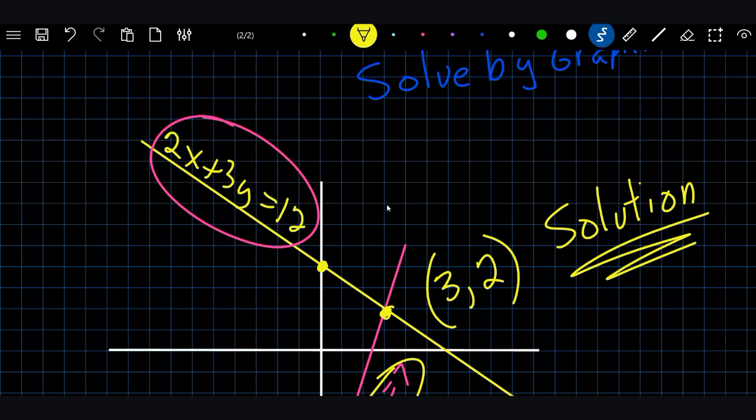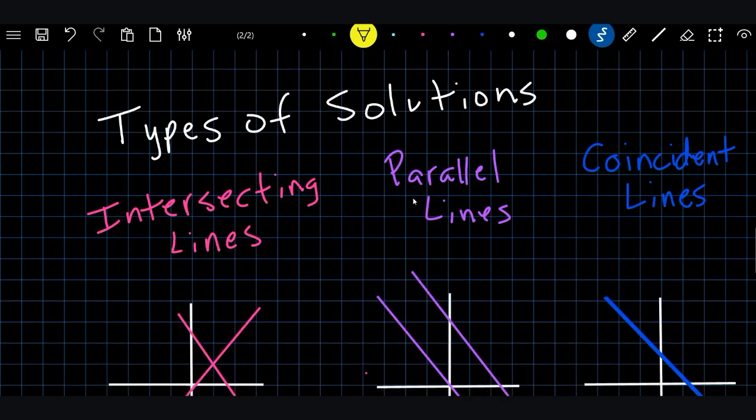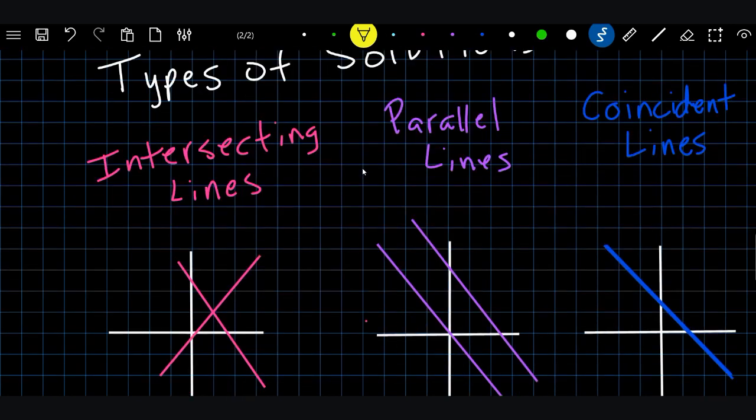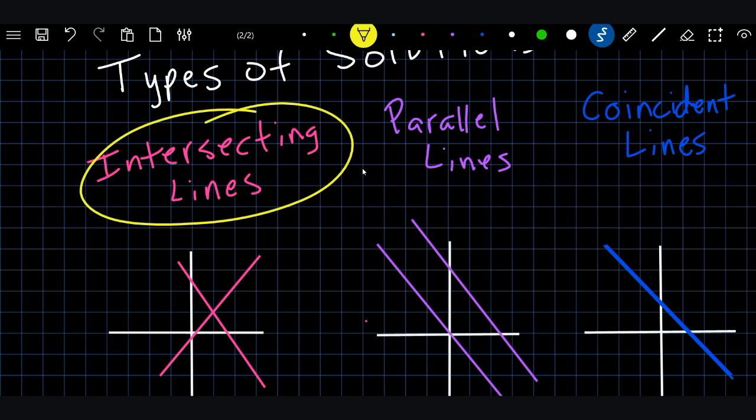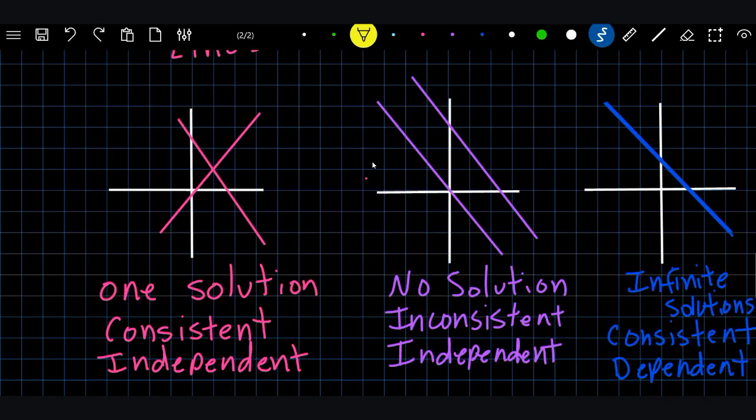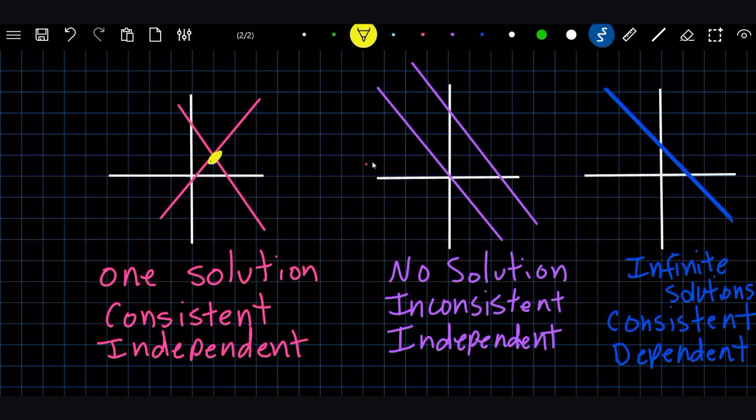Now, let me show you one more thing real quick, and I'll be done with the video. All right, so this is our solution. Now, let's go down and let's look at different types of solutions, and this is on page number 155 in your book, types of solutions. You can have 3 different types of solutions here. You can have what's called intersecting lines. That's what we just had. This type of equation will have a point where they intersect. It will have one solution only.